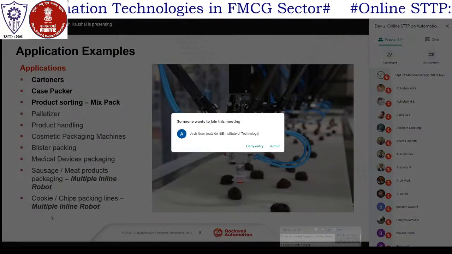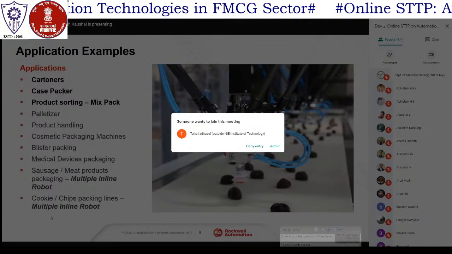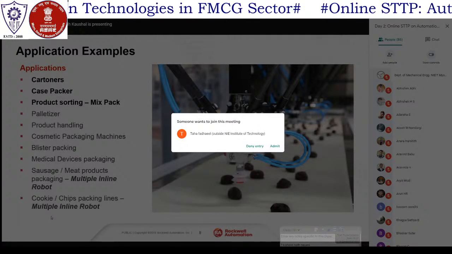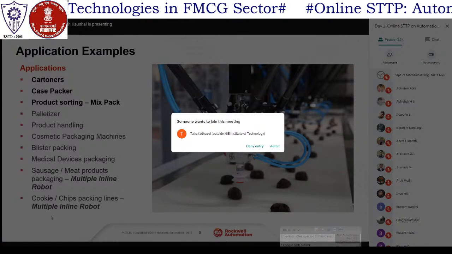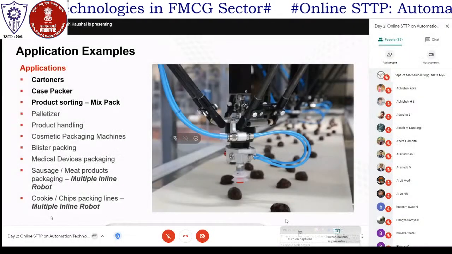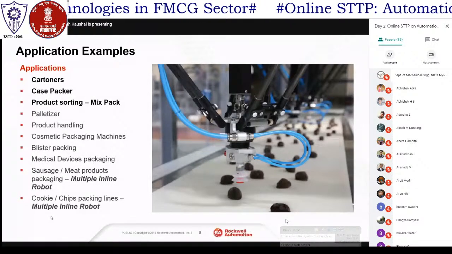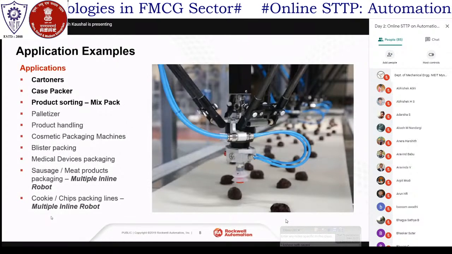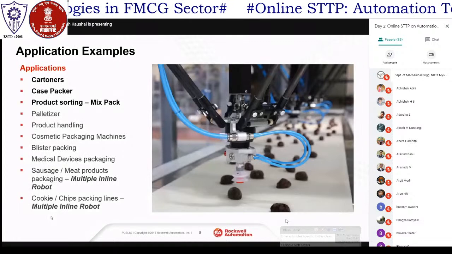Palletizers, a variety of product handling solutions, and also I see cosmetics, right? Or what we call beauty care is one of the areas where you'll see the most innovative shapes and sizes of the products, and that is where robots making those pallets really come in handy. Right? Various types of meat processing lines, cookie and chips lines are being executed utilizing robots today.